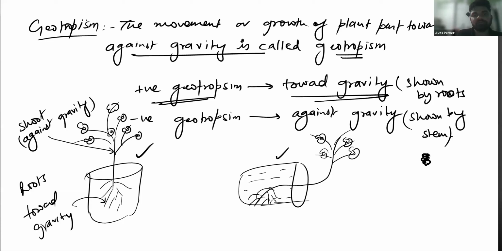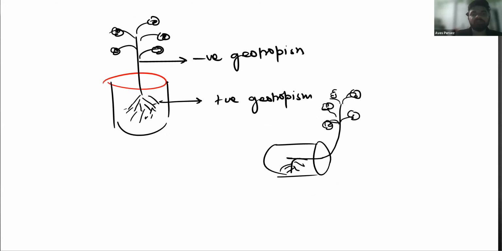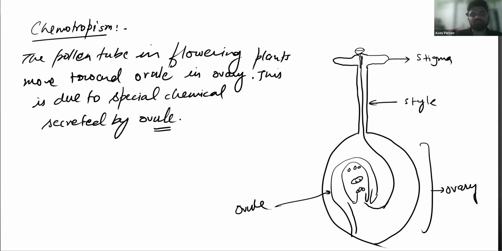Okay, let's move further. The next type of tropic movement is chemotropism. Chemotropism means there are chemical secretions. Actually, the plant is responding to some chemicals, okay? So, let's suppose this is a plant part. You are very much familiar with the flower, okay? Flowers are like this.